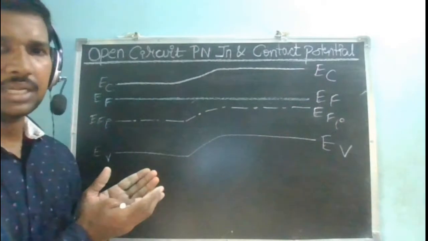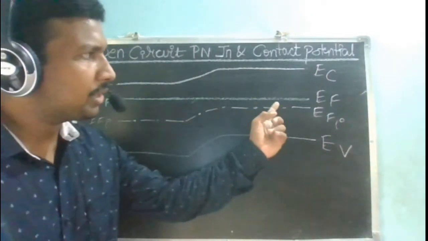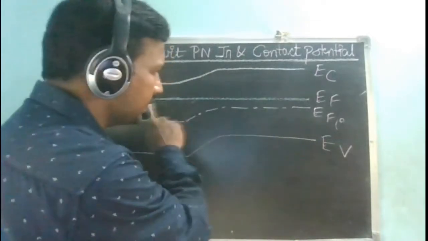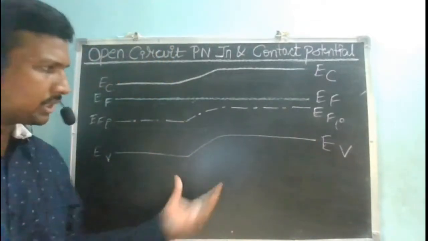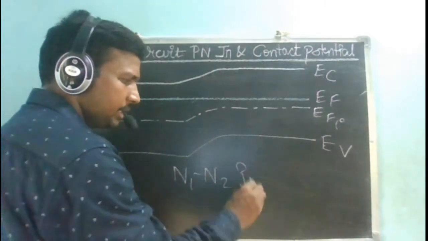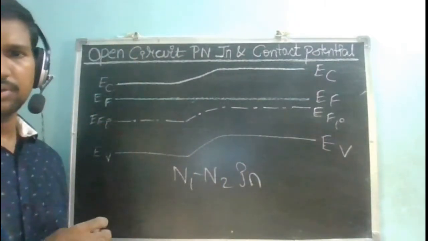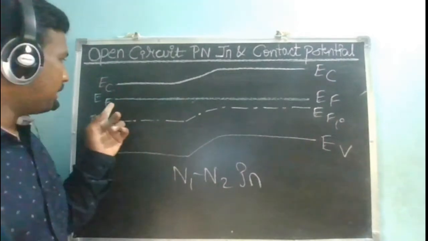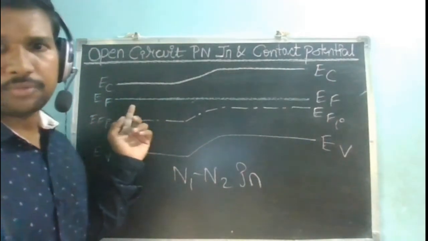How much time is it taking? The time taken for alignment of this EF in both the materials. When once both the material EFs have been aligned, this new system, the N1 N2 junction, is in equilibrium now. Why is it in equilibrium? The slope of EF is 0.